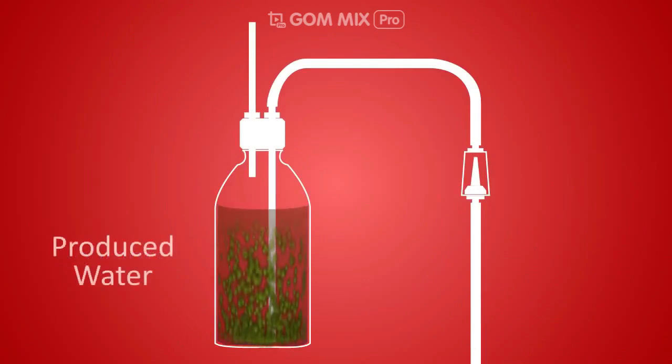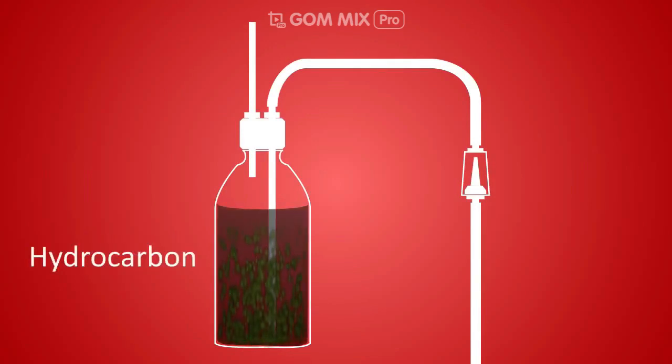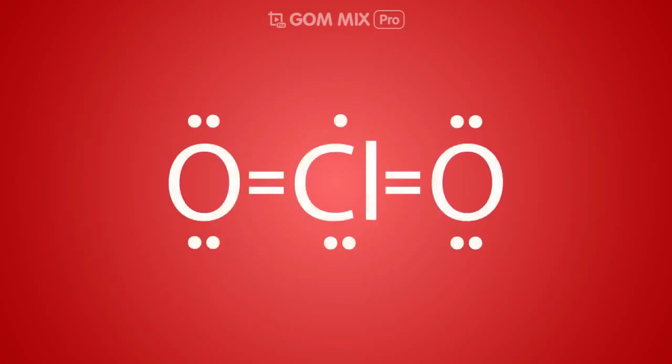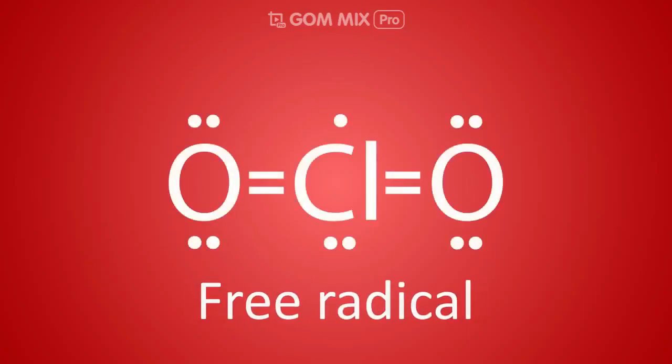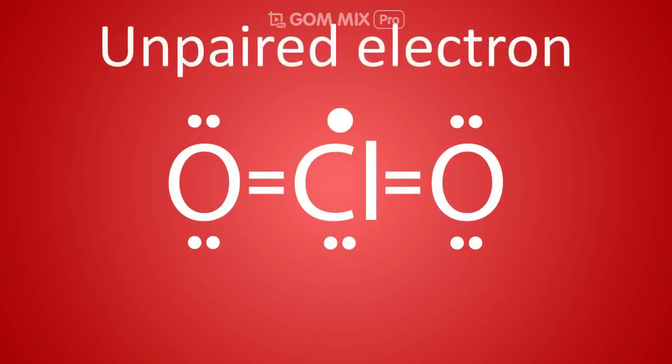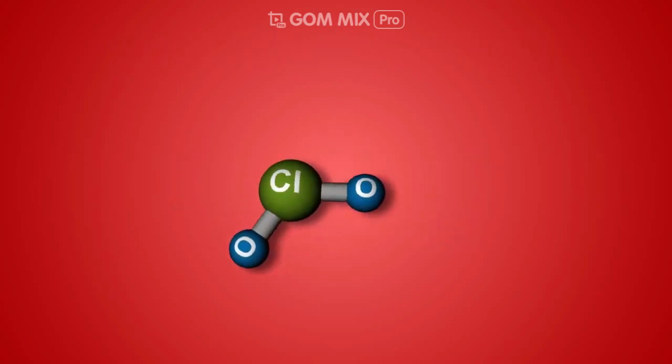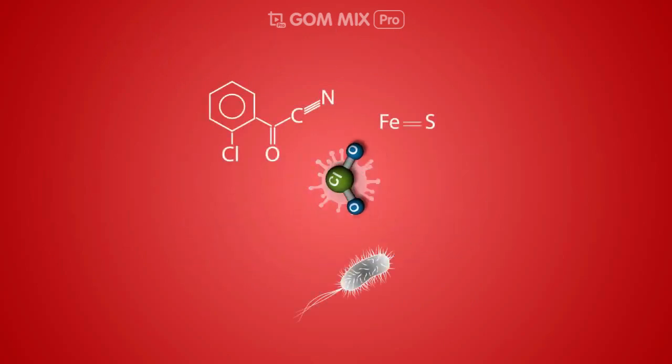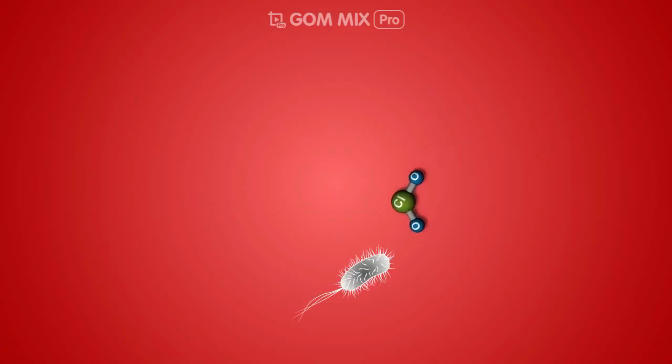And because it is extremely soluble in many fluids, including water and hydrocarbon, it can penetrate through material that protects microorganisms from other biocides. Chlorine dioxide is also a free radical. In other words, chlorine dioxide has an unpaired electron in its outer shell. As a result, whatever chlorine dioxide can react with, it will do so instantly, regardless of the temperature or concentration.